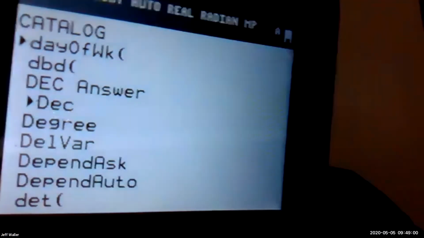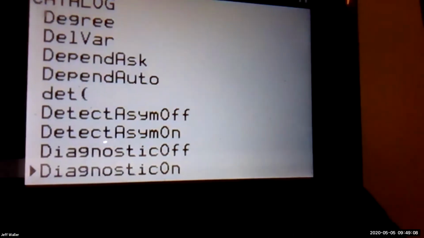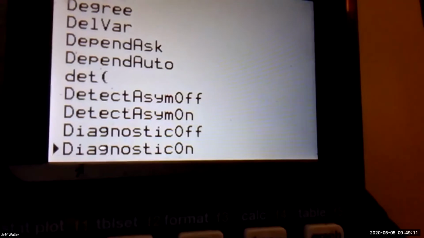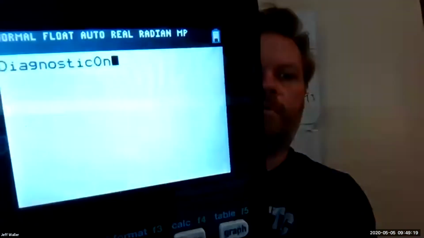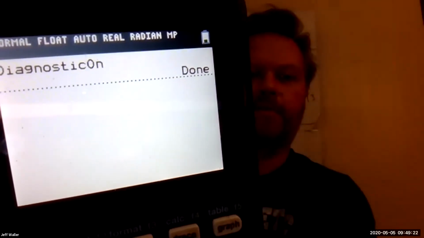Let me stop for a minute. Right, so now I'm in the D section. Scroll down to where it says DiagnosticOn. And by the way, just pay attention to how much this calculator can do. And then hit enter. Enter. And then it's very anticlimactic. Did everybody follow that whole thing? Anybody need me to do it again? It's okay if you do. You only have to do that once, which is nice.